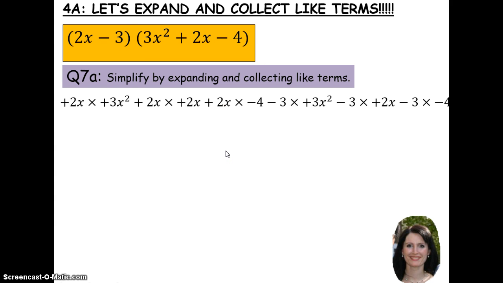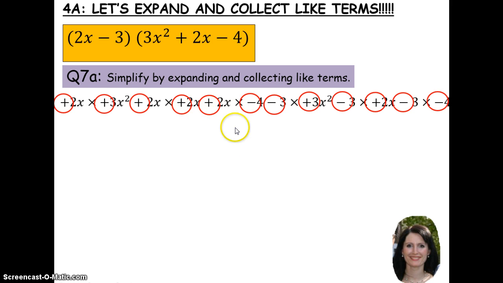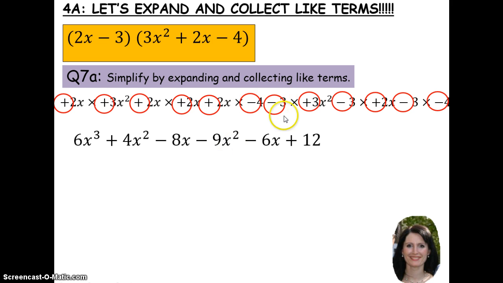Let's collect those like terms. Don't forget the positives and negatives. Whatever is in front of the number, or in front of the term, belongs to it. So this negative belongs to the 4. It's negative 4, negative 3. We end up with 6x cubed plus 4x squared minus 8x minus 9x squared minus 6x plus 12.